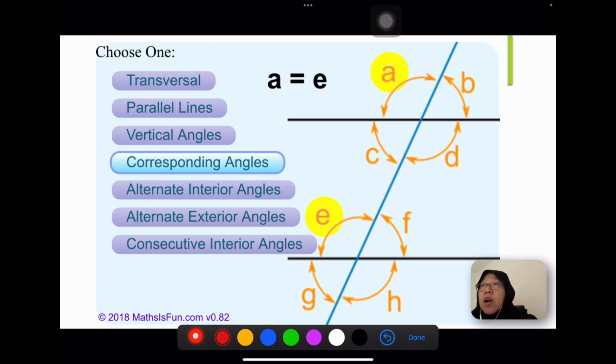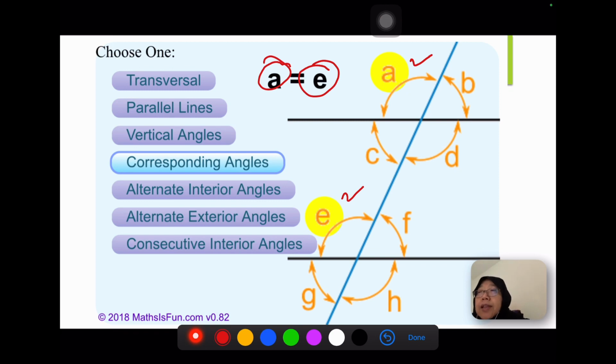Next, we look at corresponding angles. Corresponding angles are on different sides, like A and E. So these two are corresponding angles.